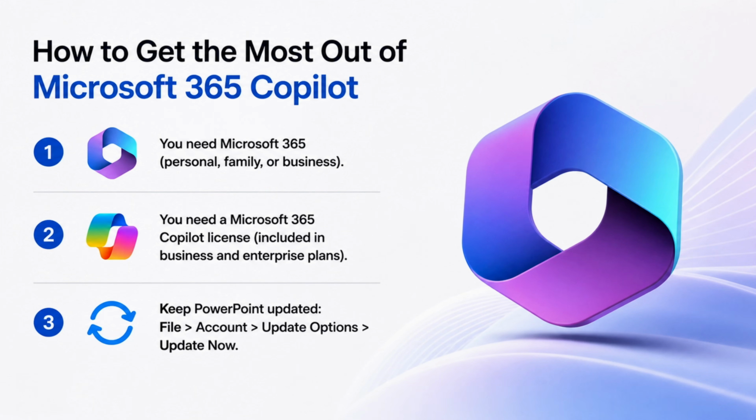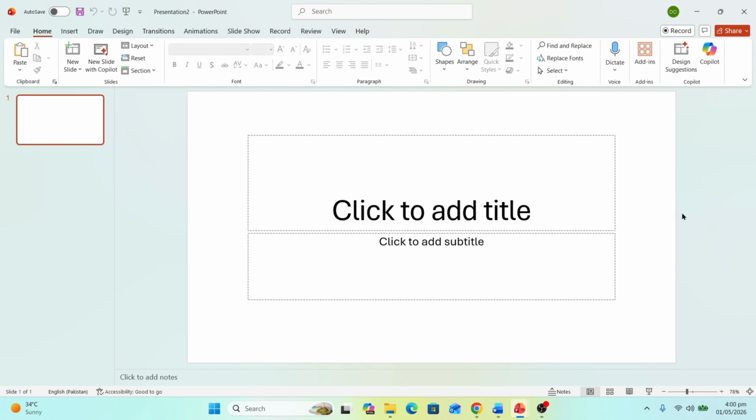Third, make sure your PowerPoint is fully updated. Go to File, then Account, then Update Options, and click Update Now. AI features are frequently added through updates, so an outdated version might not show them at all. Well, let's begin. Open a presentation or start a new blank one, it doesn't matter.